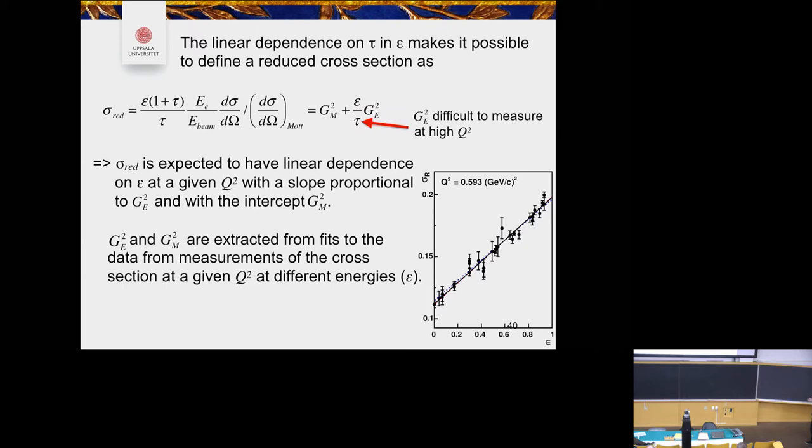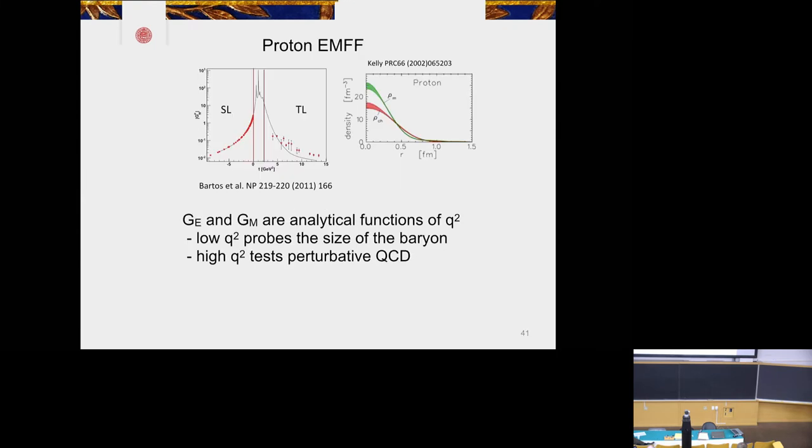And another thing, which is also relevant for the time-like region, is that this 1 over tau factor for the electric one makes it very difficult to measure the electric form factor at high momentum transfers. And here is an example for the proton. There are good data for the space-like region, but for the time-like region, the data are scarce. But there has been an attempt to make a coherent analysis of this to get the charge and magnetic distribution for the proton.